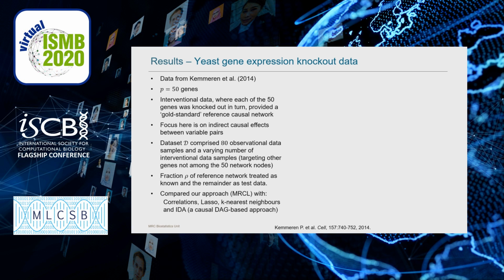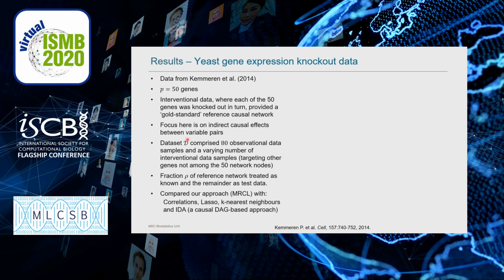So for example, if we take the first of the 50 genes and knock it out, you can see which of the genes have a change of value under that intervention. For example, if the second gene has a change in abundance, then we can say there is a causal edge from the first gene to the second gene in the reference network. So the focus here is on indirect causal effects, as the intervention experiments can't distinguish between direct and indirect effects.